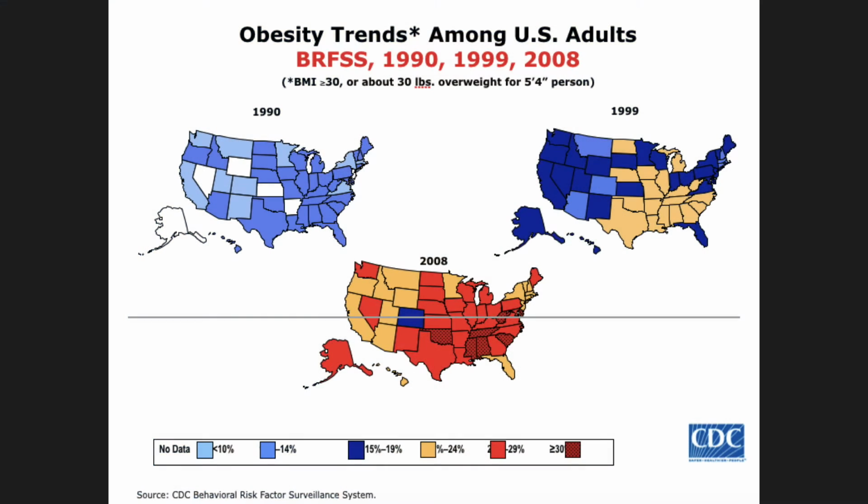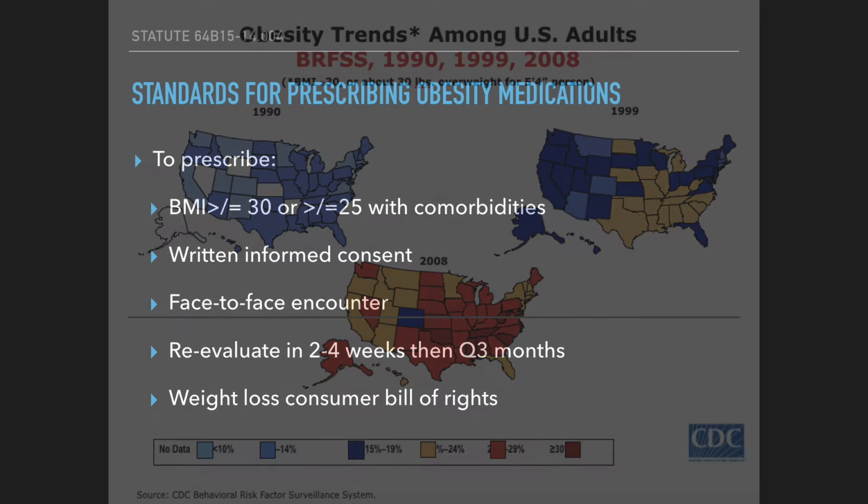Okay. Obesity trends in the United States. So if we look on the top left, it was 1990, followed by 1999, and then 2008. So if we look at Florida, back in 1990, we had about 10 to 14% obesity. In 2008, that went up to 20 to 24%. So it's a problem. It's a problem amongst everyone in our country.